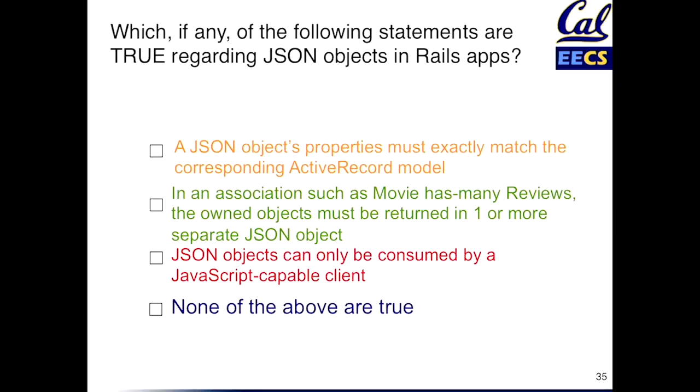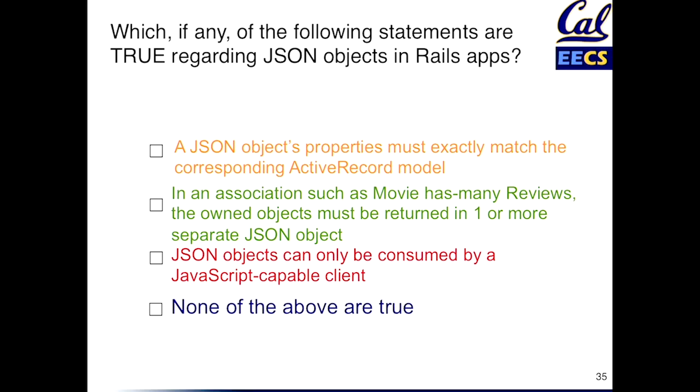So let's see if you can figure out, based on that discussion, which, if any, of the following statements are true regarding JSON objects in Rails apps. This is referring to when you return a JSON object from a controller method serving an AJAX request. The JSON object's properties must exactly match the corresponding Active Record model.